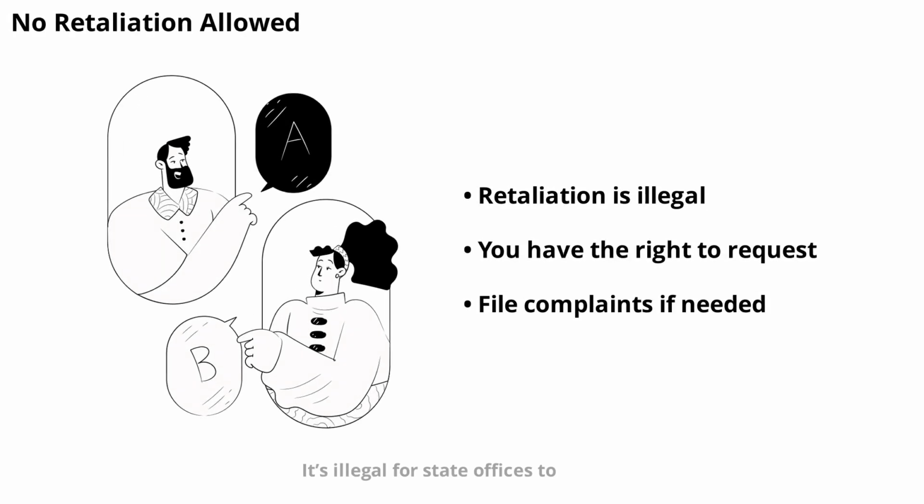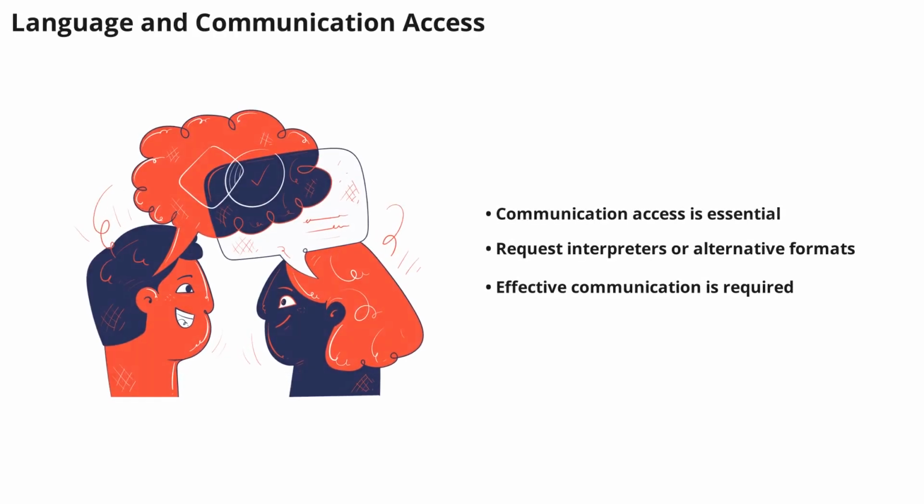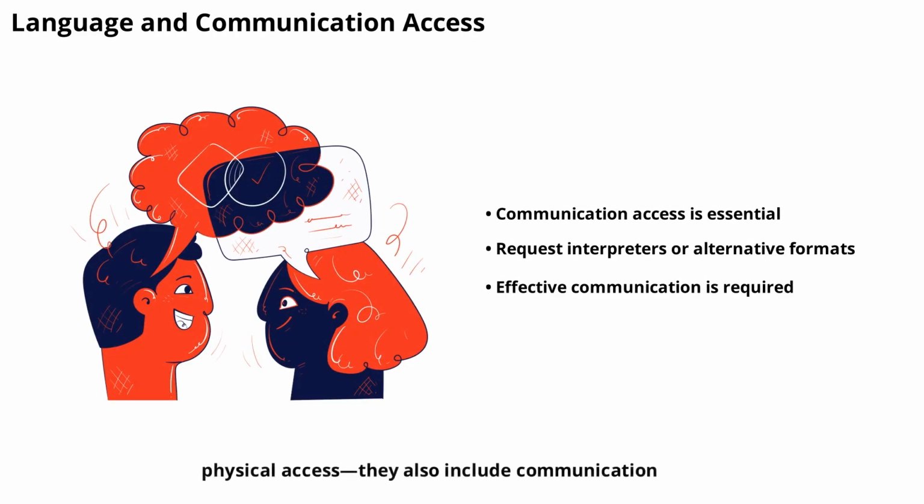It's illegal for state offices to retaliate against anyone for requesting an accommodation. You have the right to ask for what you need without fear of negative consequences. If you believe you've been retaliated against, you can file a complaint with the office or with external agencies like the U.S. Department of Justice. Accommodations aren't just about physical access, they also include communication.